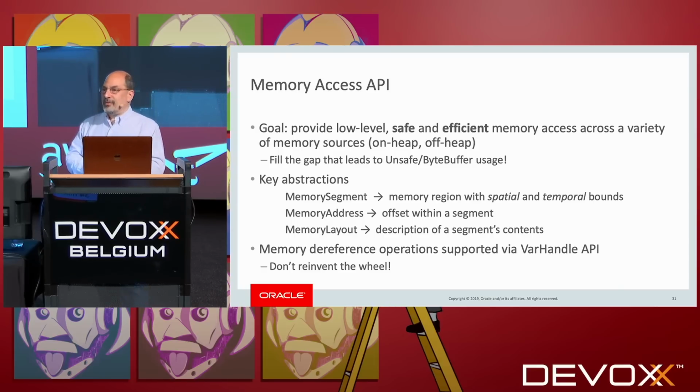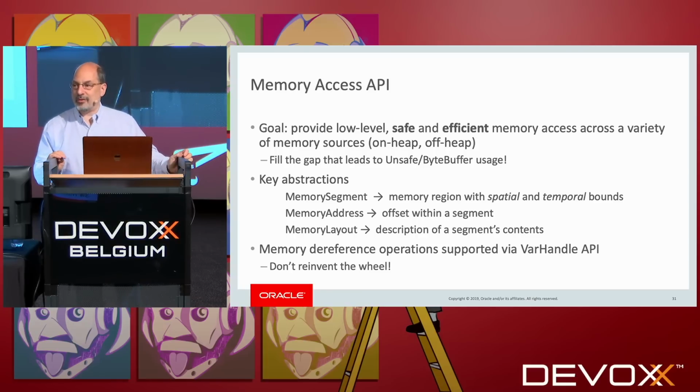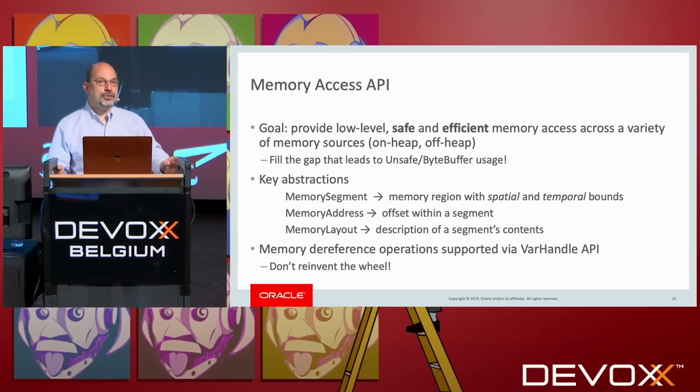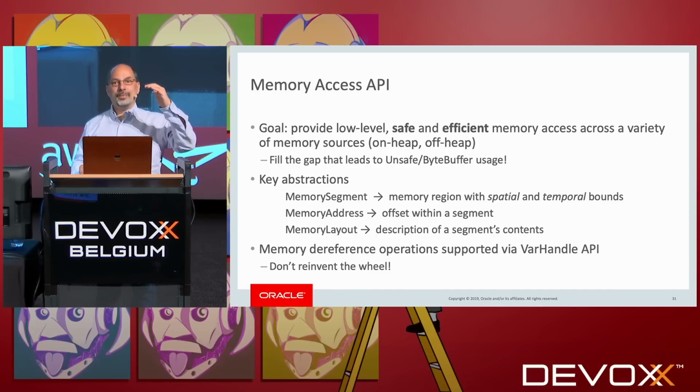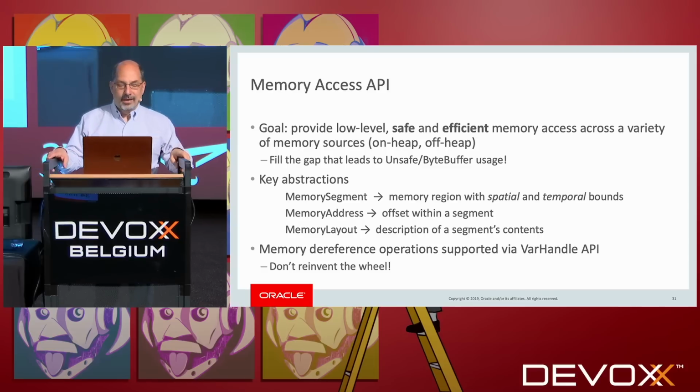There are a couple of abstractions in this API. I'm going to talk about them individually, but they're pretty straightforward. The basic one is a memory segment. That's just a block of memory. So a memory segment describes a block of memory, and a memory segment has spatial bounds, which is to say it has a start and an end in memory, and we want to prevent you from accessing memory that's outside those bounds. And it also has temporal bounds, which is to say at some point in time I allocate it and it becomes usable, and then at some other later point in time I close it and it should be unusable after that. And if I try to access it outside of those spatial or temporal bounds, I should get an exception.